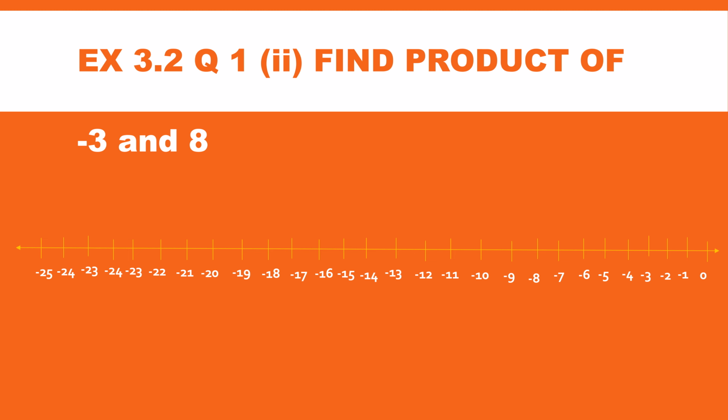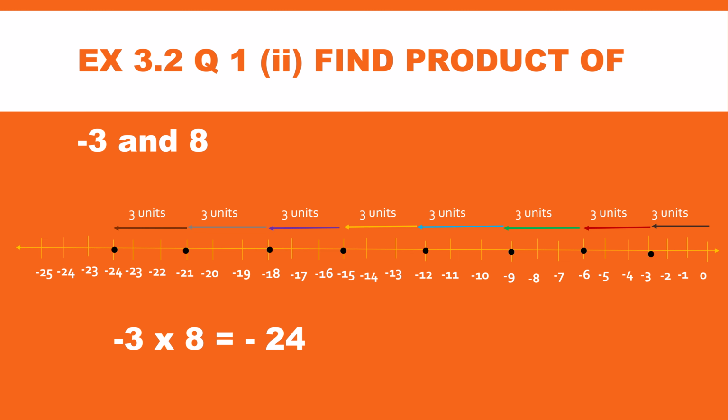This is exercise 3.3, question number 1, part 2. Again, we have to find out the product of negative 3 and 8. As you all know, both are unlike integers. So we will move towards the left side of the 0 on our number line. Remember, if any one of the integers has a negative sign, we will always move towards the left side of the 0. It means towards the negative numbers. Whether you multiply 3 eight times or 8 three times, the answer would be the same. I have taken 3 units 8 times and my final answer is negative 24.